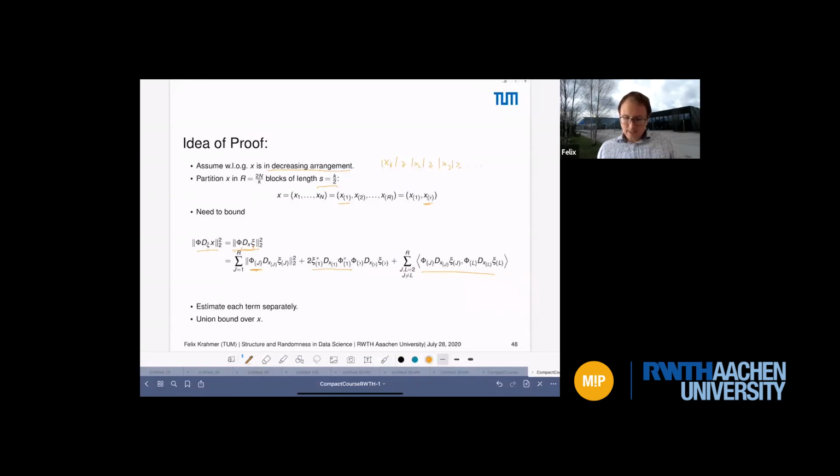So that's the idea of how we will proceed with the proof. Is this idea clear? Please interrupt and let me know if there are any questions.